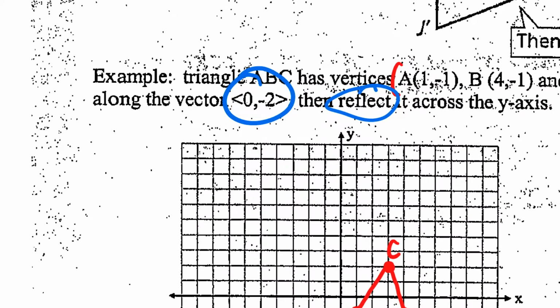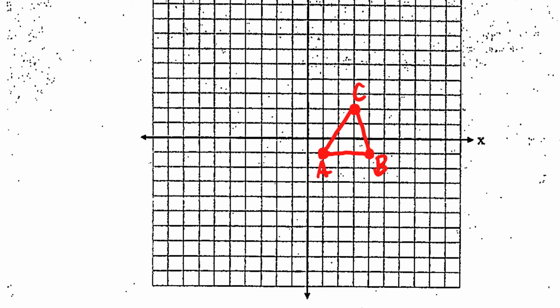So what is the vector 0, -2 going to do? Take it down 2. Yeah, the first number is left, right. So that's 0. So it's not moving left or right. And the next one is up, down. So -2 just means you're going to go straight down 2 units. That's all we're going to do. So A moves down 2 to be A prime. B moves down 2 to be B prime. C moves down 2 to be C prime. So it should look like that right there.